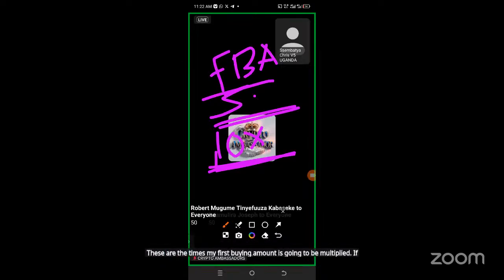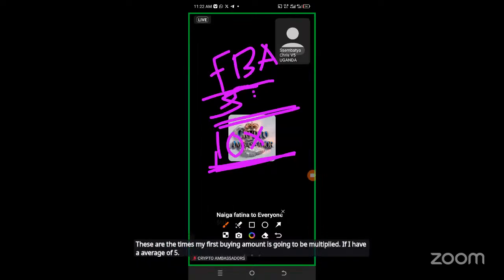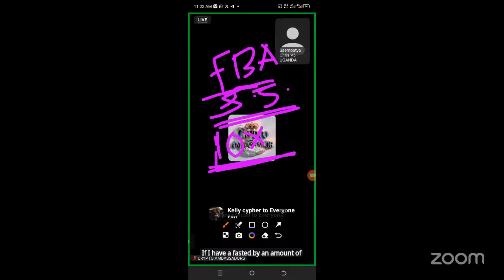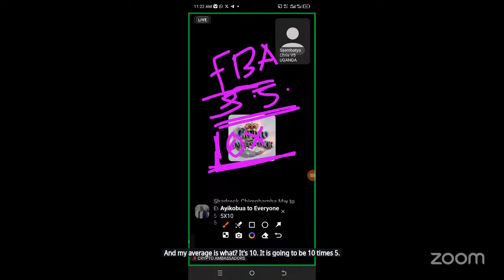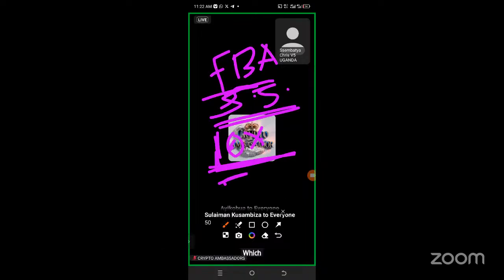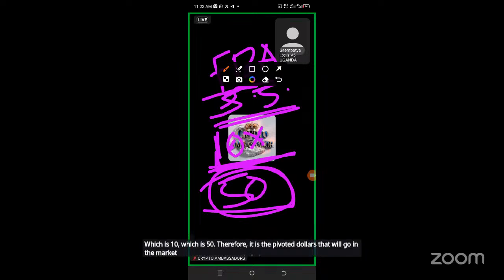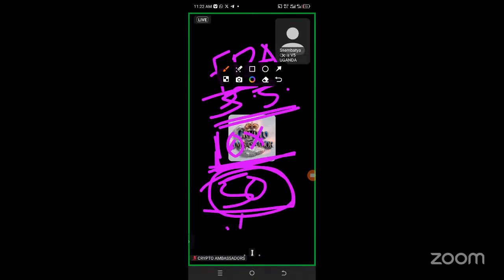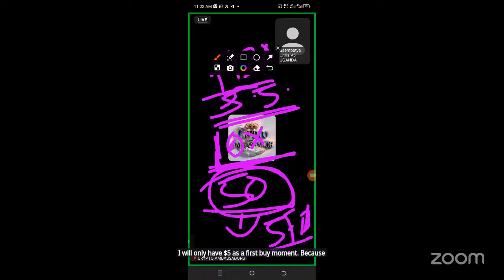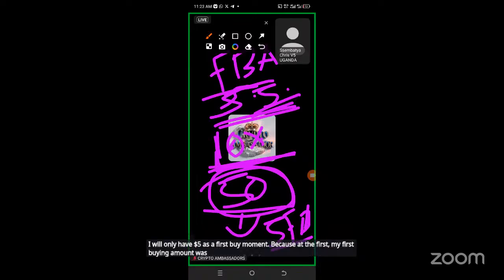If I have a first buy-in amount of 5, and my average is 10, it is going to be 10 times 5, which is 50. Therefore, it is the $50 that will go in the market. But on the $50, I will only have $5 as first buy-in amount, because at first my first buy-in amount was 5, and then it became multiplied by 10, which is the average.